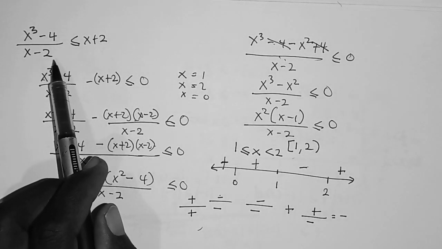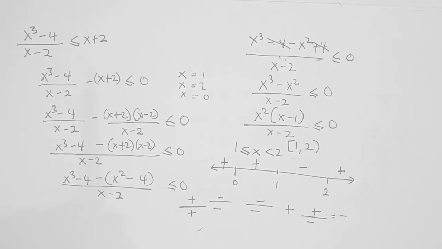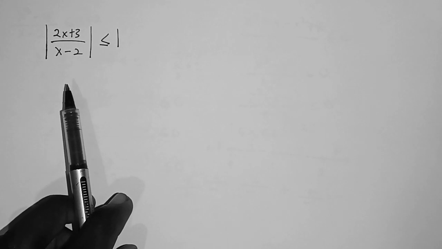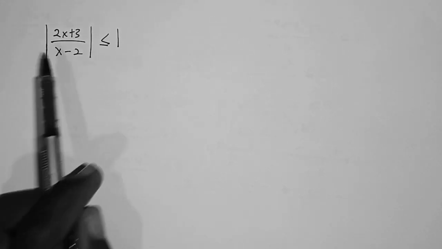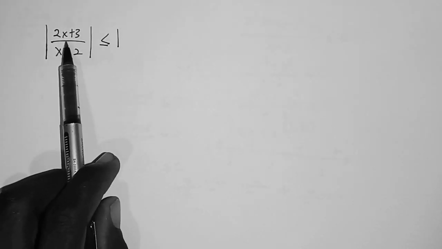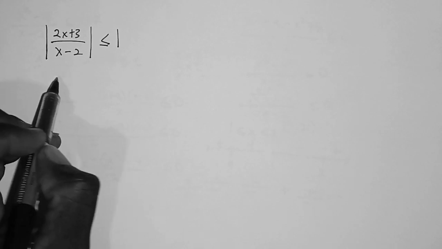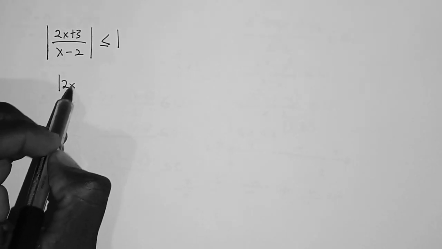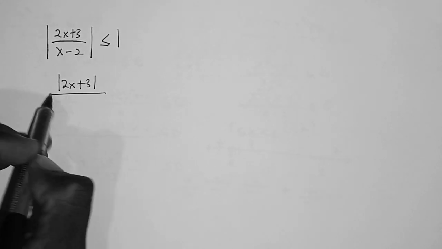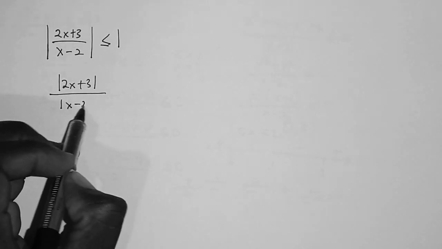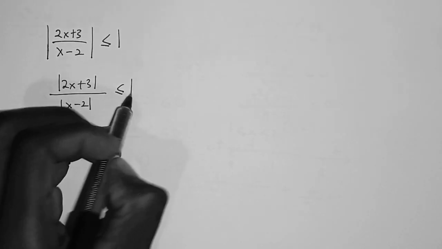That satisfy this linear inequality. Finally, let's solve this example, which is absolute value of 2x plus 3 divided by x minus 2 less than or equal to 1. Now you can break this absolute value into absolute value of 2x plus 3 divided by absolute value of x minus 2 less than or equal to 1.